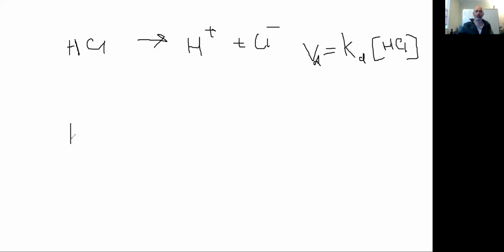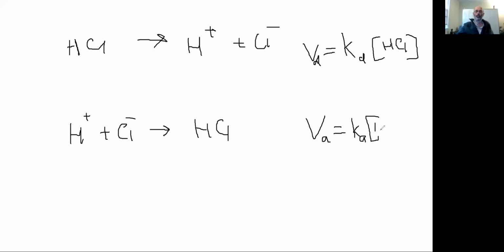And what about association? Association occurs like this. Two ions meet, and with some probability, they form a single, bigger molecule. So the rate of association will be Ka times the concentration of H plus, because the bigger the concentration of H plus, the higher the probability, times the concentration of Cl minus. Agree? So that's important. The rate of association depends on the product of these two concentrations.